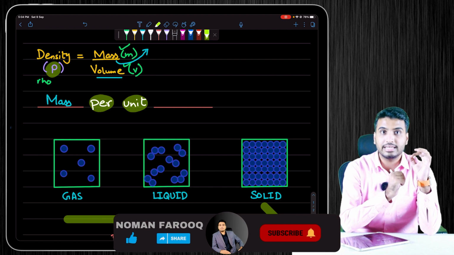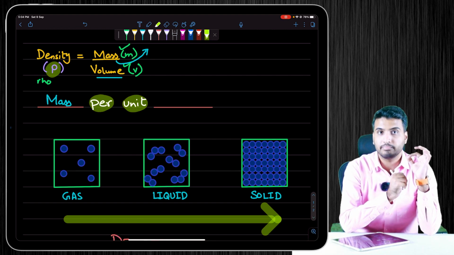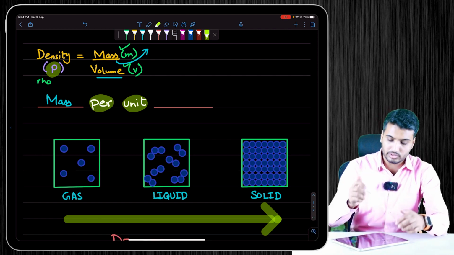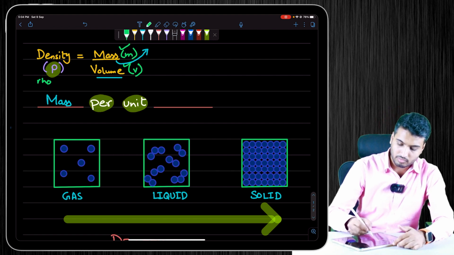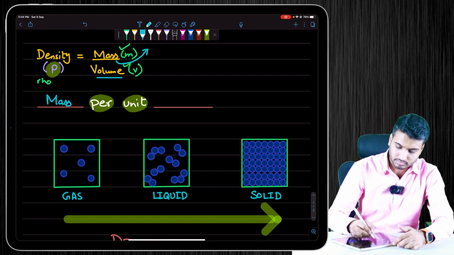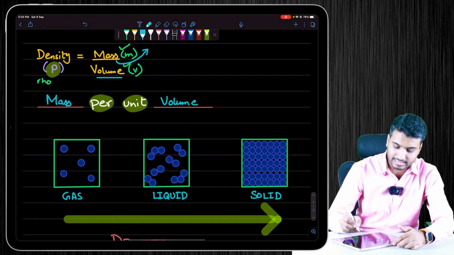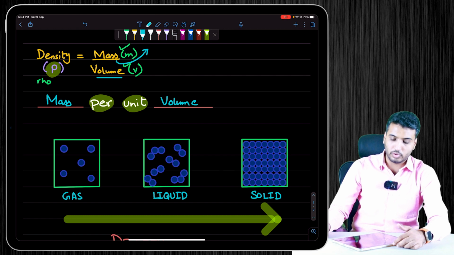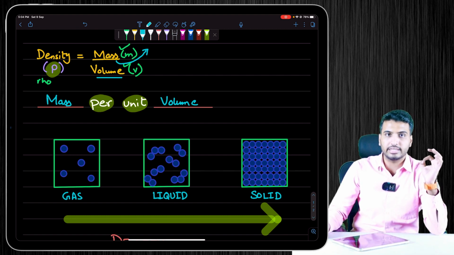So density is defined as mass per unit volume. Okay, so this is the definition for density.